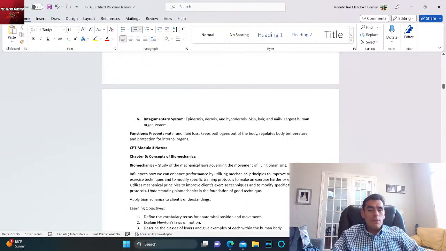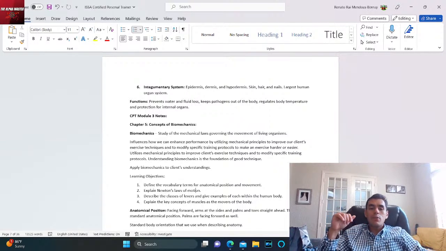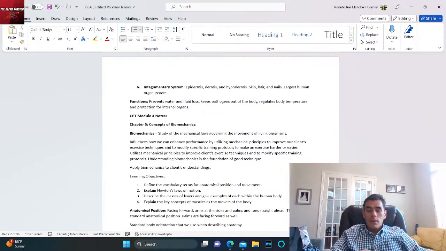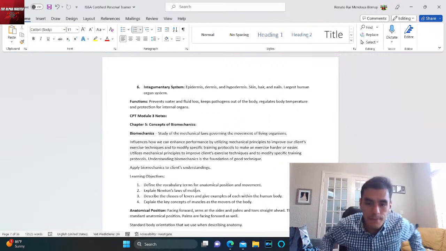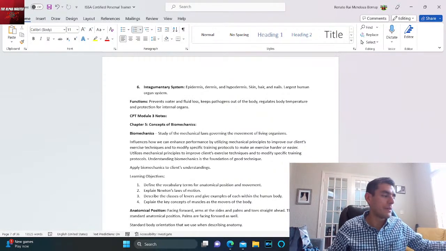So these are going to be the learning objectives for this chapter. Define the vocabulary terms for anatomical position and movement. Explain Newton's laws of motion; there are 3 laws. Describe the classes of levers, there are 3, and give examples of each within the human body. And finally, explain the key concepts of muscles as the movers of the body.